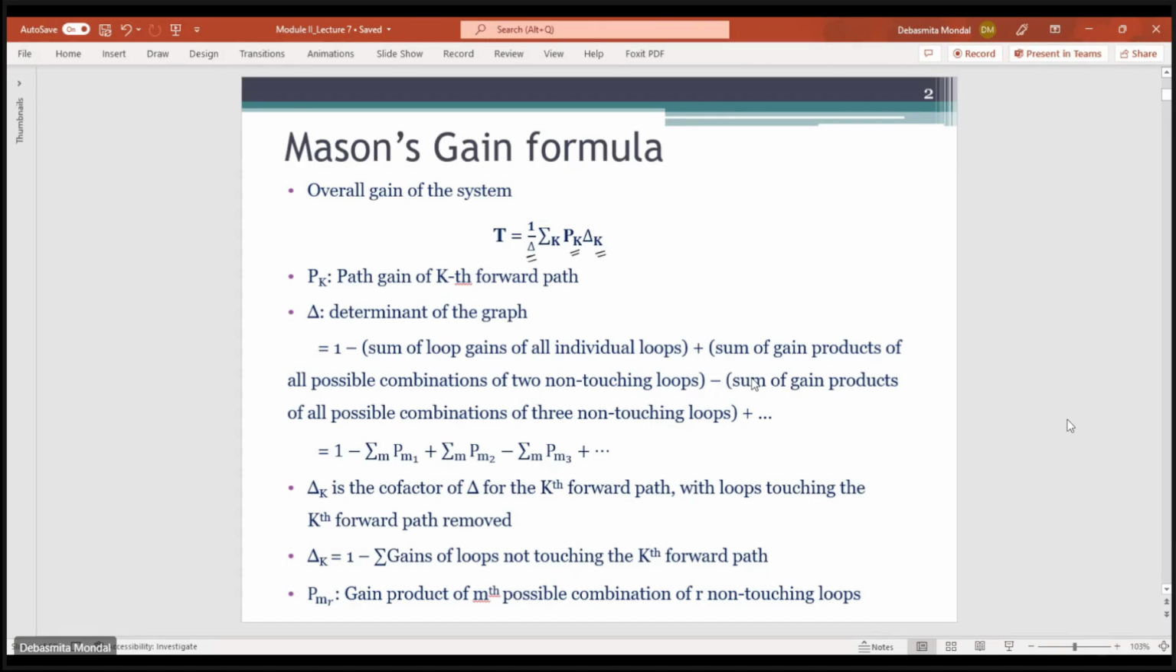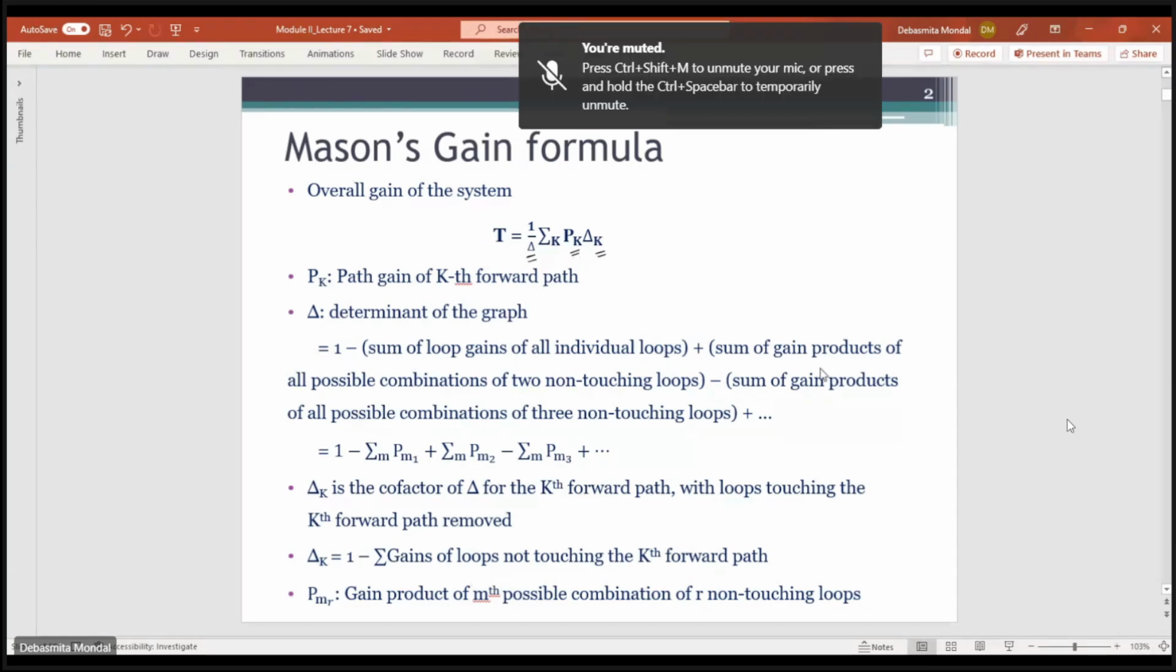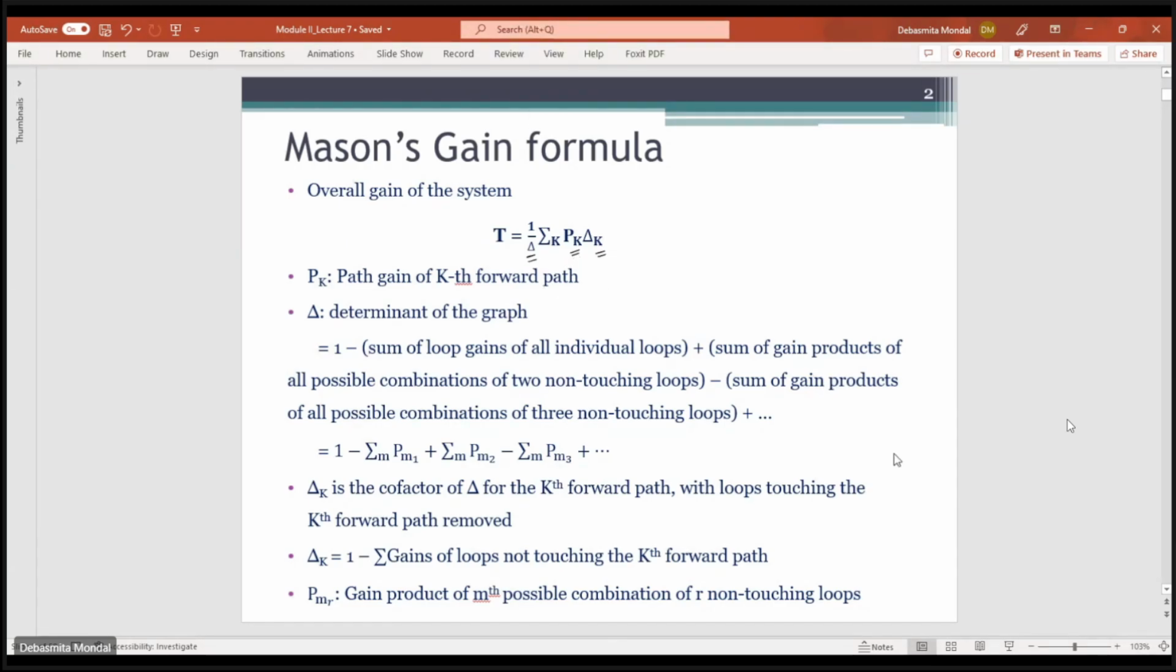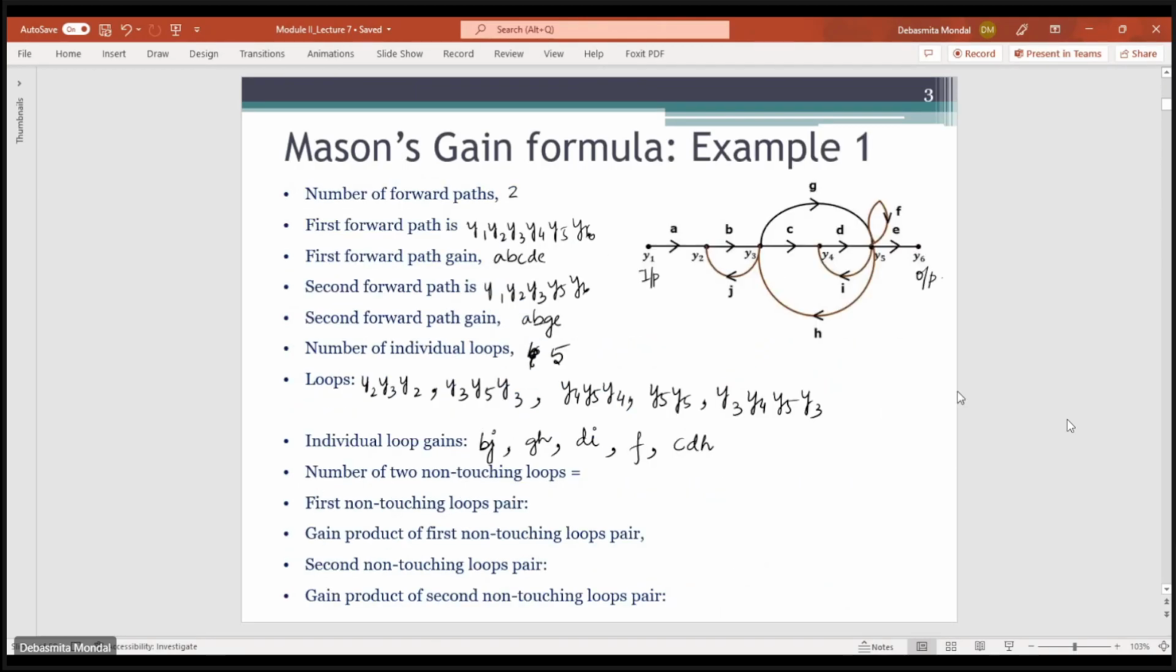find what all the forward paths present in the signal flow graph are, then what the total loop gains are, and depending on all those values, you can combine them together using this formula, where T is equal to 1 by delta, summation of Pk into delta K. Using this formula you can find out the overall transfer function of the system. So we started off with this example.